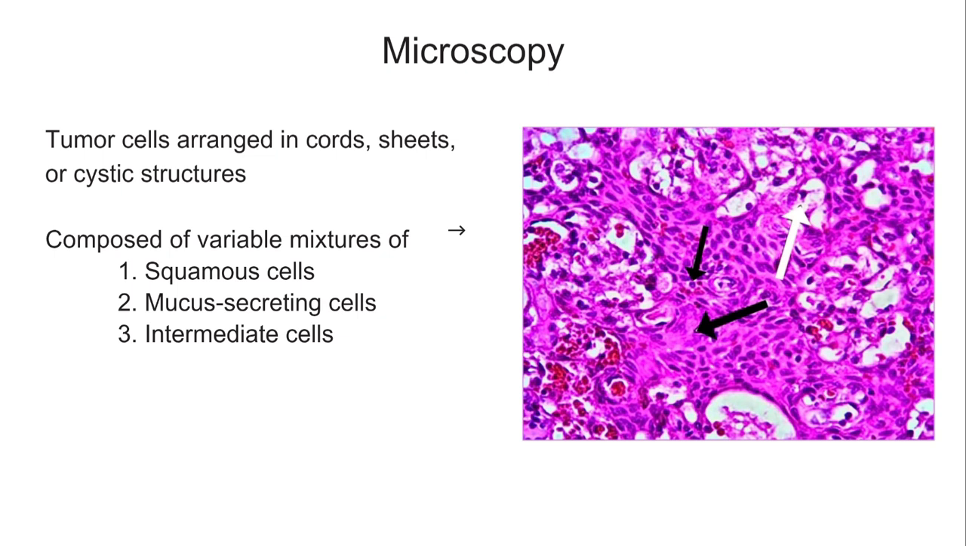The composition of the tumor is also quite variable. It primarily consists of three types of cells: squamous cells, which are flat cells typically found on the skin's surface; mucus secreting cells, which produce mucus that helps protect and lubricate surfaces; and the last one is intermediate cells, which are a blend of the other two cell types. These features are essential for understanding the tumor's behavior and potential impact.